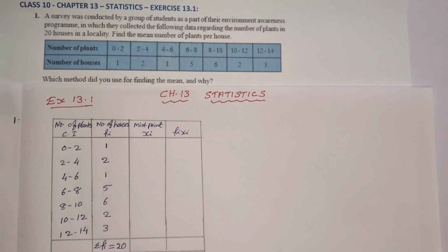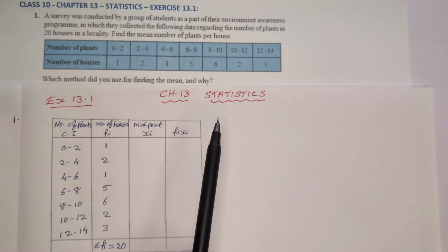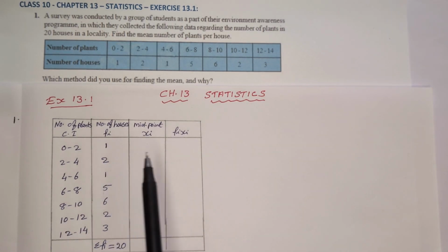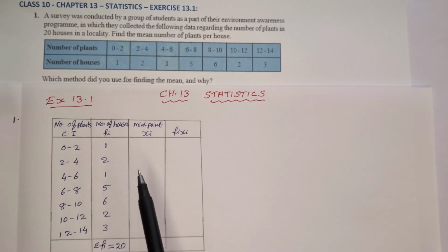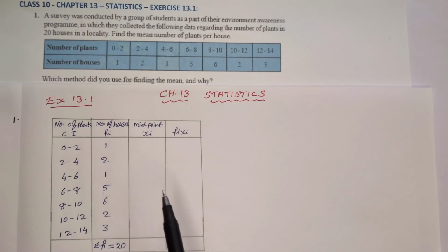Chapter 13, Statistics. First exercise. Question number 1. A survey was conducted by a group of students as part of their environment awareness program, in which they collected the following data regarding the number of plants in 20 houses in a locality. Find the mean number of plants per house and which method did you use for finding the mean and why.